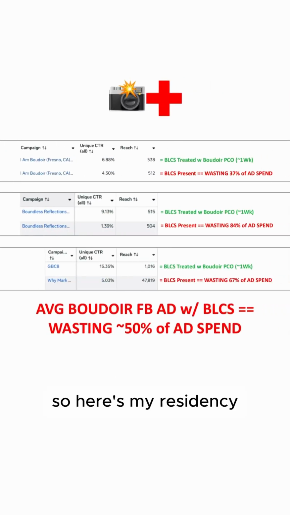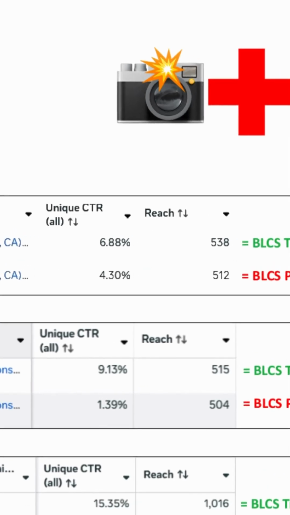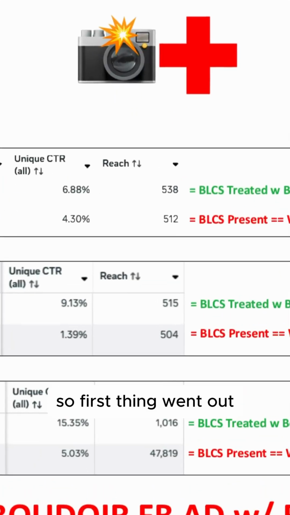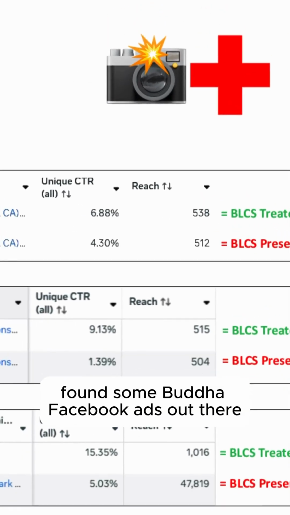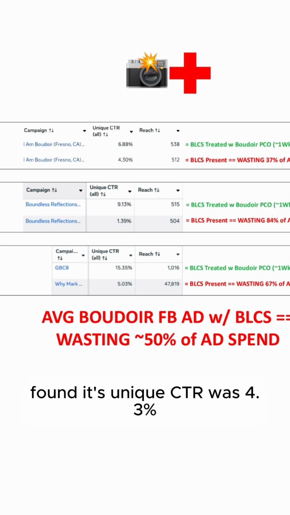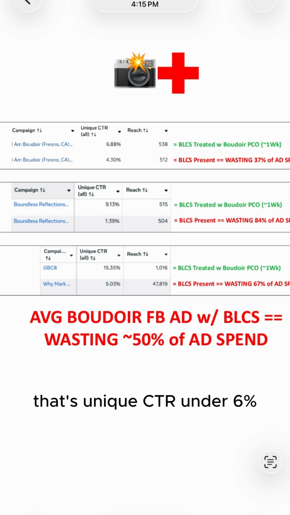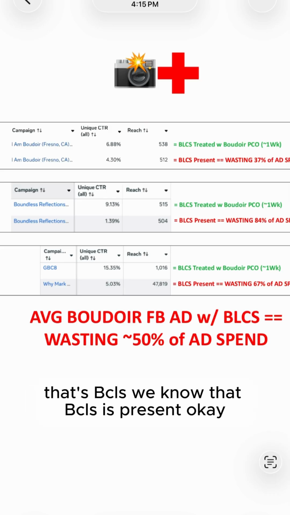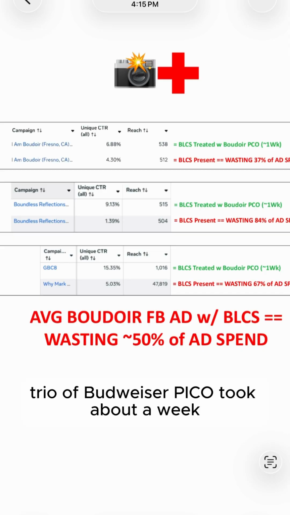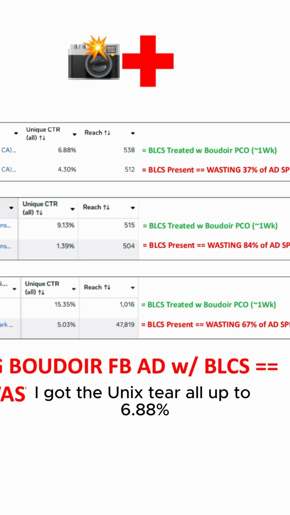So here's my residency on the way to doing Boudoir Facebook ad doctor. First thing, went out, found some Boudoir Facebook ads out there, pulled the first one into my hospital, tested it, found its unique CTR was 4.3%. That's unique CTR under 6%, that's BLCS. So we know that BLCS is present. So duplicated it, treated with Boudoir Pico, took about a week, got the unique CTR up to 6.88%.